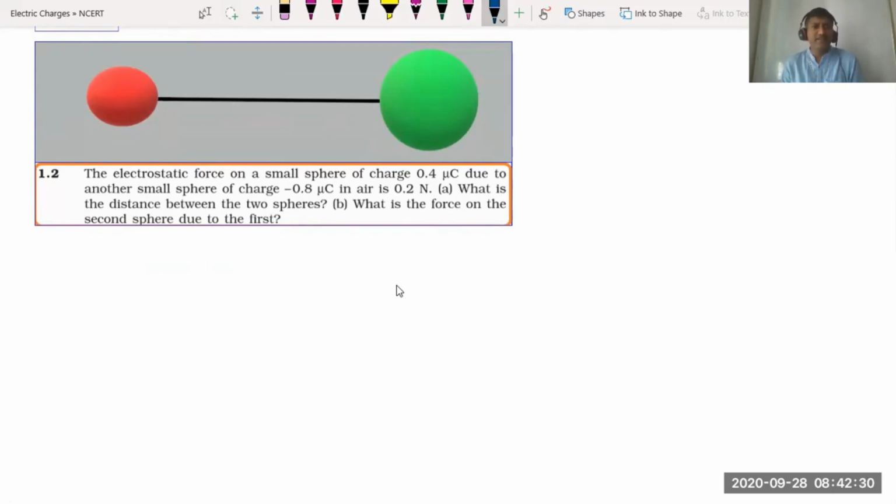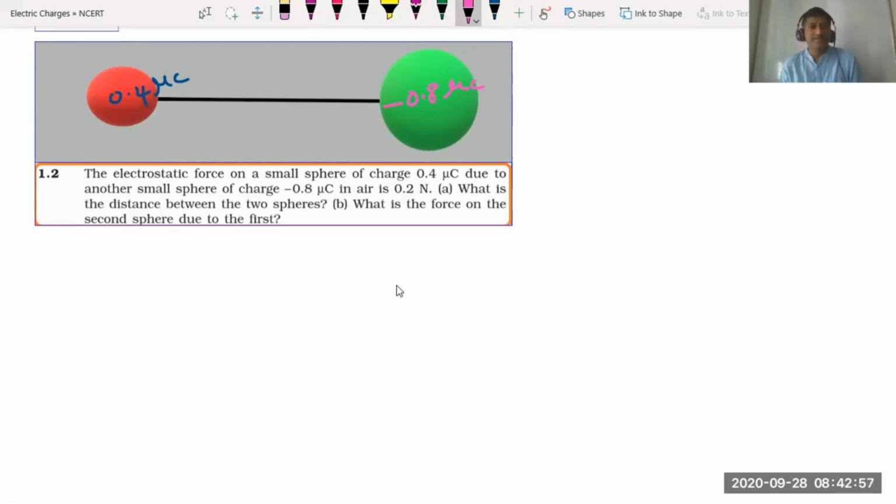So by seeing this, I can say this is the 0.4 microcoulomb charge body. Let me write 0.4 microcoulomb charge body. And this is of minus 0.8 microcoulomb. Remember, this minus denotes a negatively charged body. The sphere is a negatively charged body. Here this is a positively charged body.